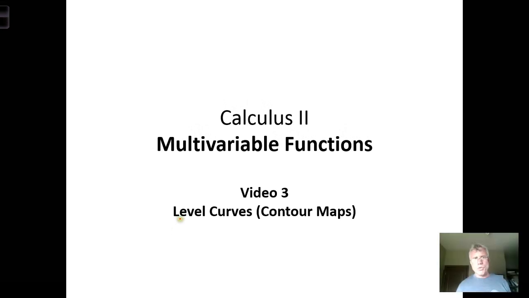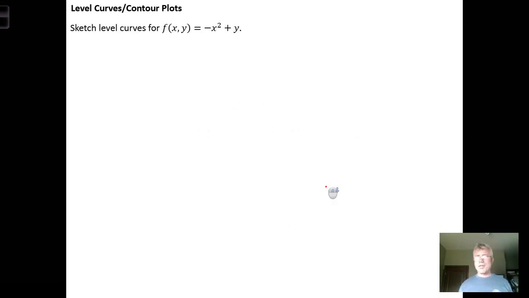So in this video we're going to go over level curves or contour maps, and we're going to do this two ways. So it's going to be a lengthy video, and I know you're going to hate that, but I'm going to do it first by hand, and then I'm going to do it in GeoGebra. And in GeoGebra I'm going to try to really drive home conceptually what's going on.